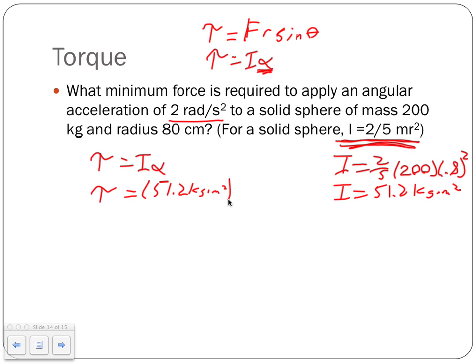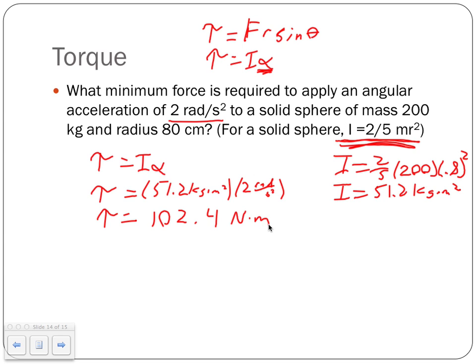Alpha is the angular acceleration, which it said is 2 radians per second squared. That is the right unit. We do want it in radians per second squared. And so just tau equals I times alpha. So we solve for the torque, tau. Multiply 51.2 times 2, and 102.4 Newton meters, the unit of torque, is going to be our torque.